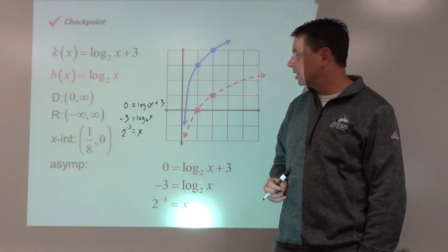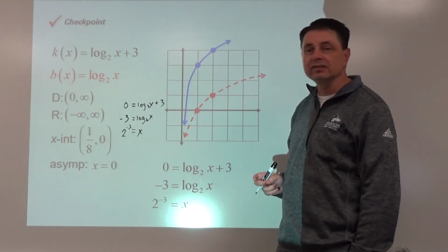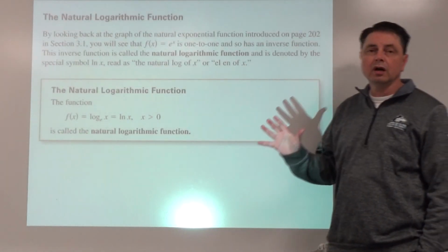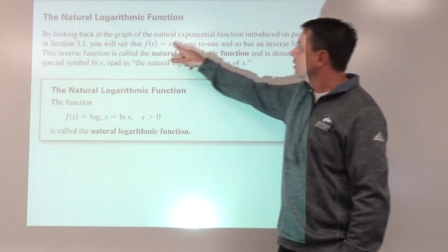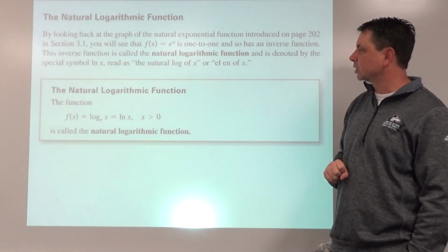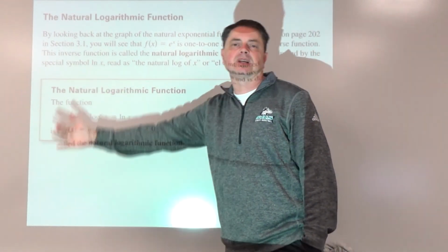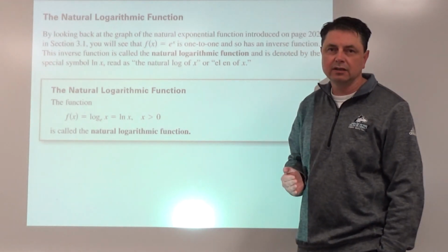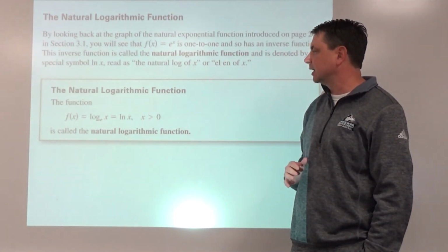So it's 1/8, 0. Our asymptote, x equals 0. So our next important base is base e. This is going to be the natural logarithmic function. So we're talking about log base e of x. Remember e from our previous lesson. e is that natural base, about 2.718, something like that.